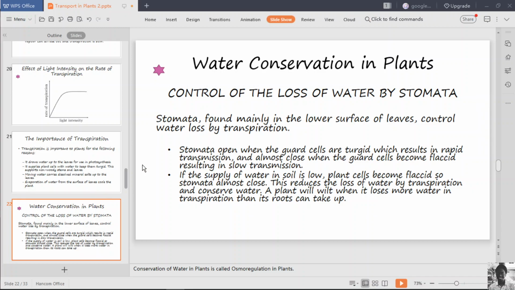Okay, so the plant wants to ensure that it is not losing more water than it is getting, right? Just as a business person does not want to lose more money than he is receiving. He wants to ensure that his revenue is greater than his expenditure. Same with the plant. The revenue, in terms of water, is the uptake of water. The expenditure is the amount of water given off during transpiration. The plant wants to ensure that the amount of water given out during transpiration does not exceed the amount of water it can take up through its roots. Okay, and when the plant can do that, that is called water conservation or osmoregulation.